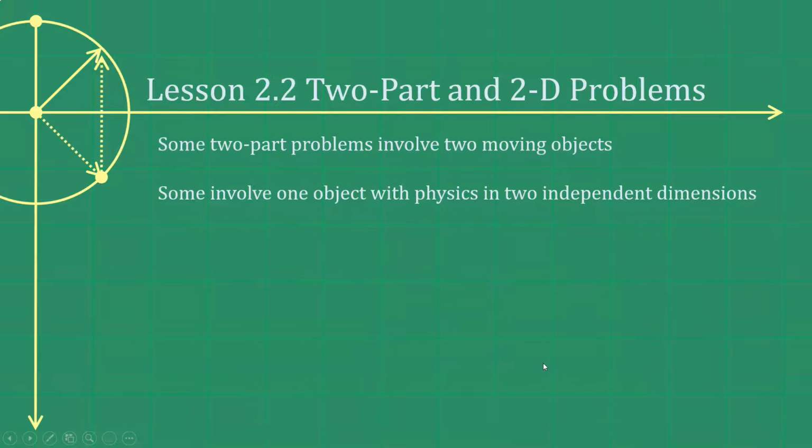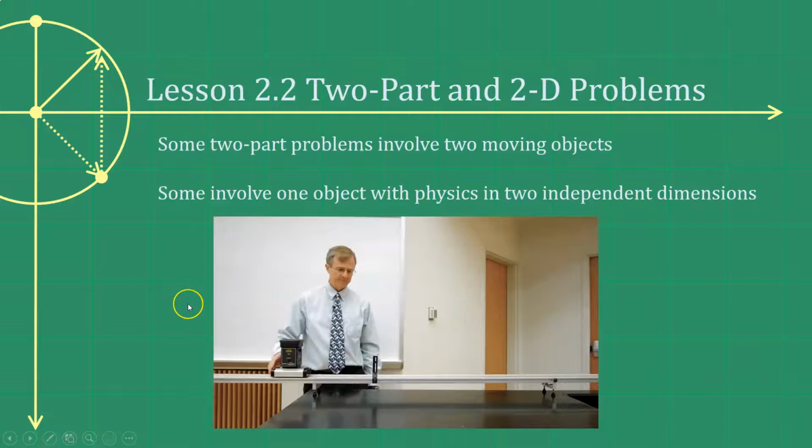Let's take a look at another demo that demonstrates the independence of the x and y dimensions. In this video, we're going to see that this cart is going to be rolled at a constant speed toward the right. And when it passes that black metallic strip, a ball is going to be launched from the cart straight up into the air. What's going to happen to that ball that's launched into the air from the cart? Let's watch and see what happens.